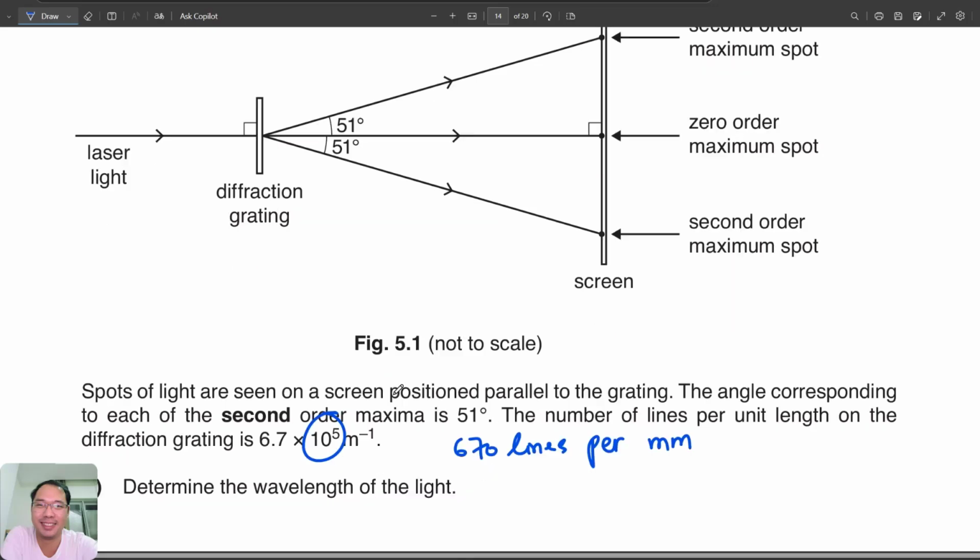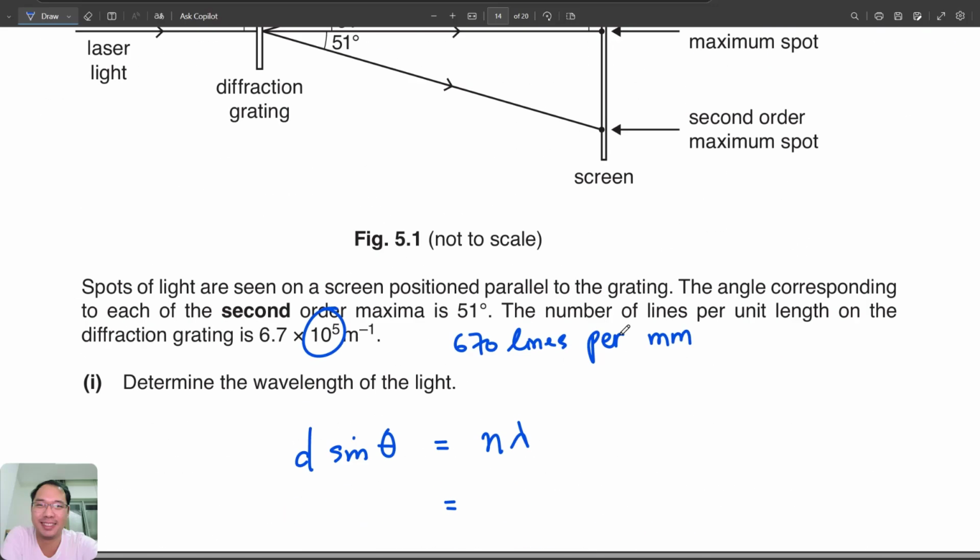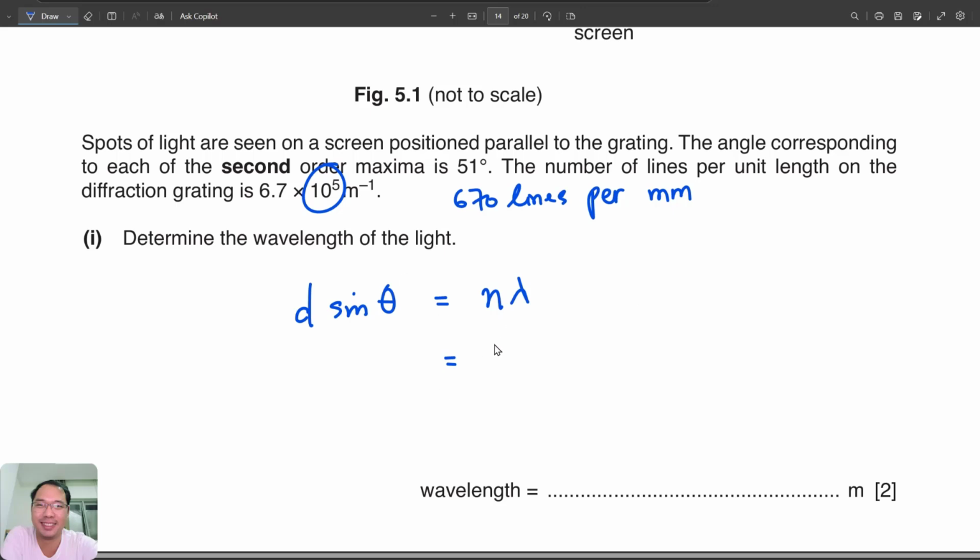Determine the wavelength of the light. Easy question, just use the formula. The separation d of the slits multiplied by the sine of the angle, which is 51 degrees, equals n multiplied by lambda. In this case, n is the second order, so n is 2. Lambda, the wavelength, is what we need to find.